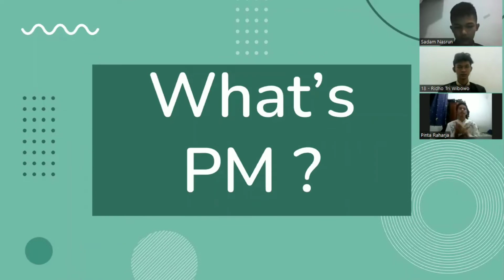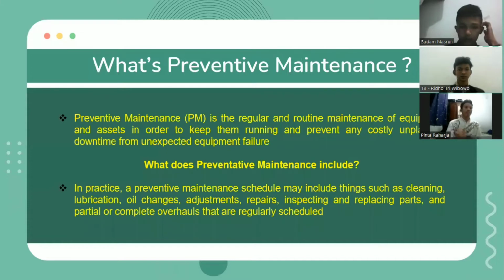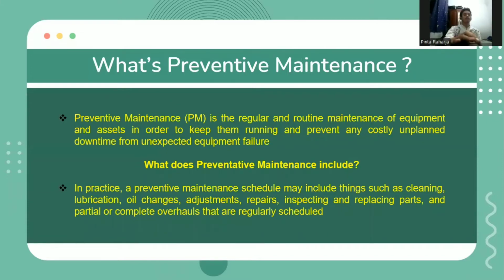Okay, firstly, let us explain what is PM or preventive maintenance. Preventive maintenance is the regular and routine maintenance of equipment and asset in order to keep them running and prevent any costly and unplanned downtime from unexpected equipment failure. What does preventive maintenance include? In practice, a preventive maintenance schedule may include things such as cleaning, lubrication, oil change, adjustment, repairs, inspecting and replacing parts, and partial or complete overhauls that are regularly scheduled.